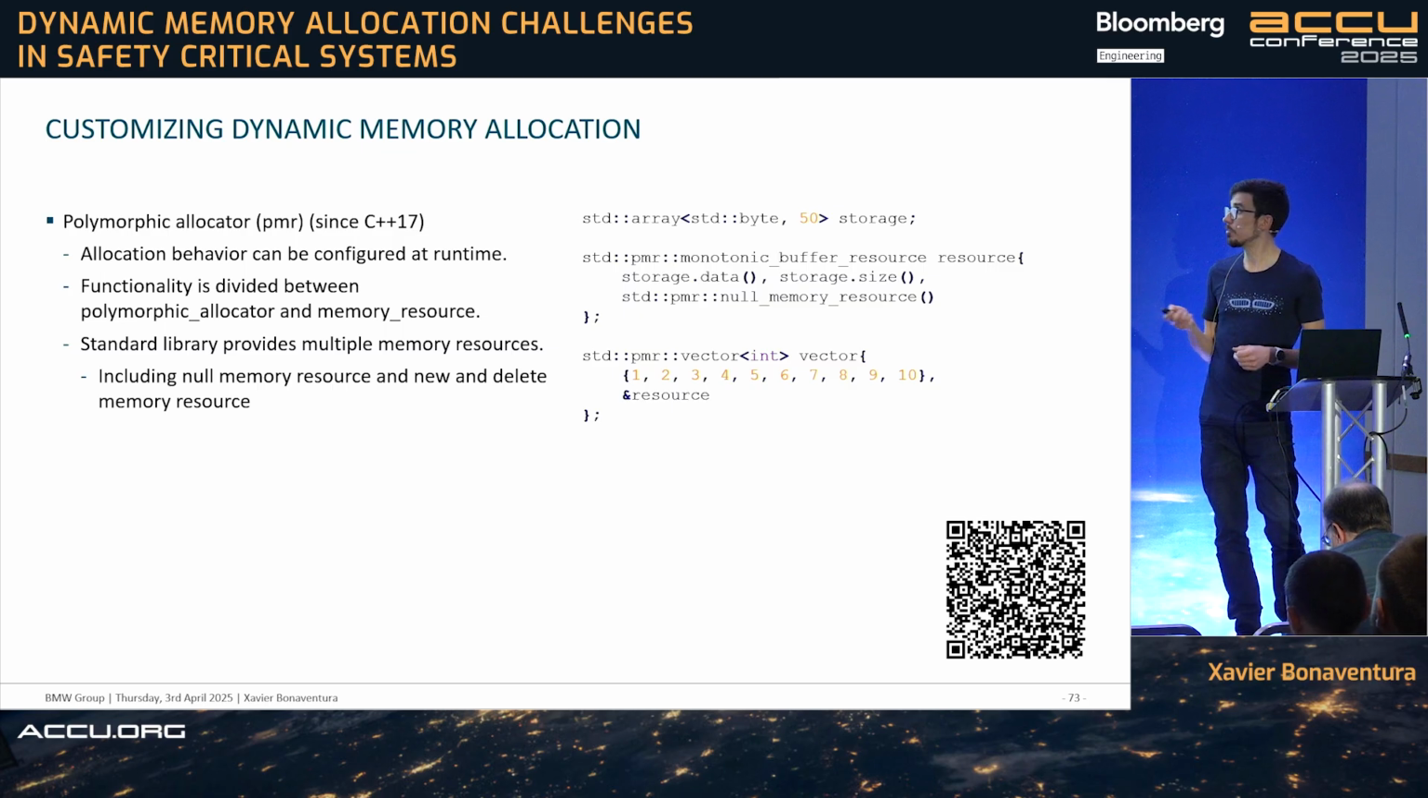You have the null memory resource: if you call allocate on it, it will throw the bad_alloc exception. And you have another memory resource, new_delete_resource, which just calls the new and delete that you would expect. What we saw with the global new function is that once you replace it, you cannot do anything anymore. This allows you to call the default new and delete.